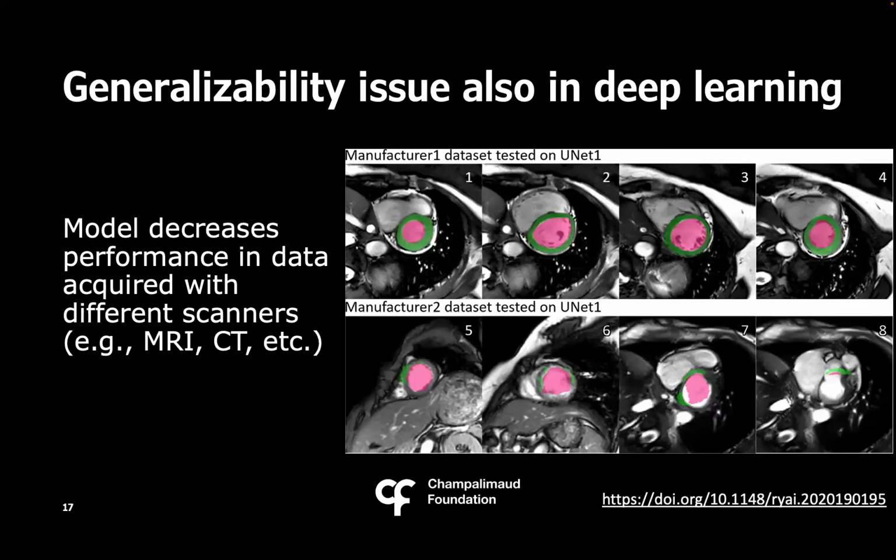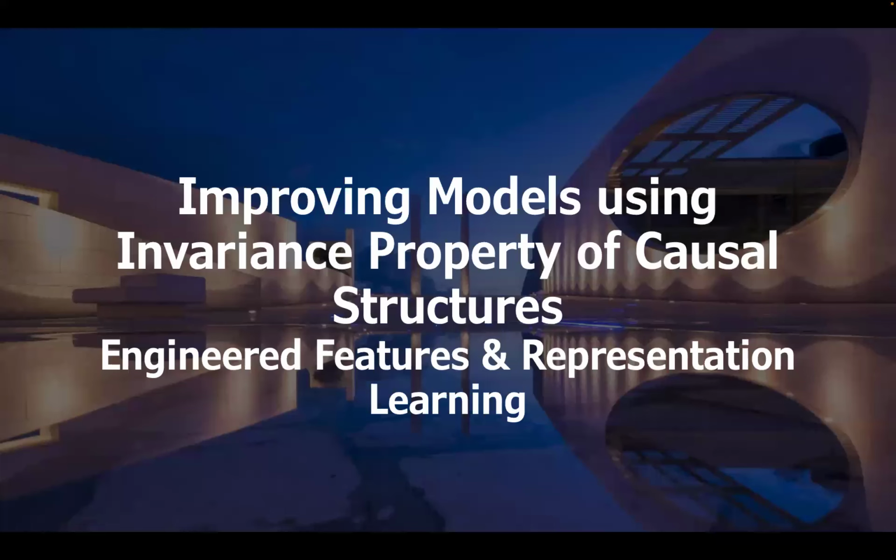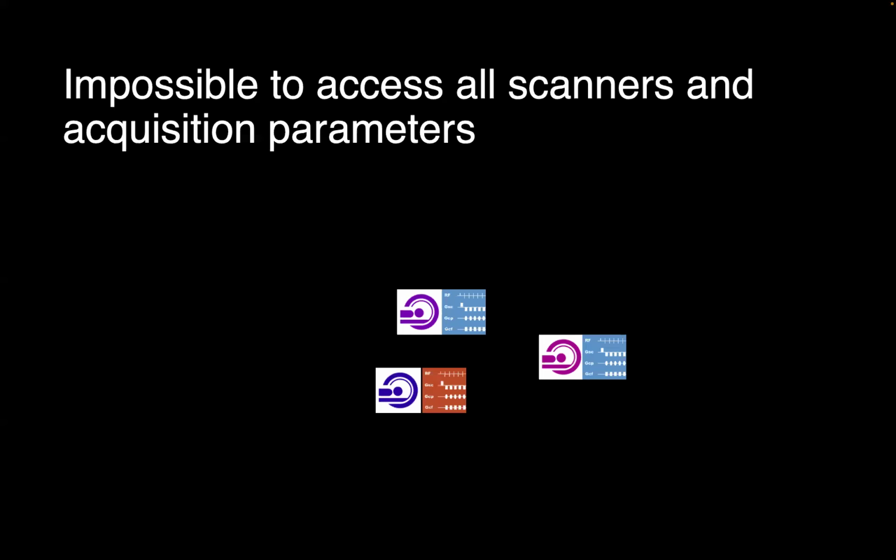And this is a big issue. During my PhD, we started to deal with that, and one of the things that we started to explore was the invariance property of causal structures, both for engineering features and representations. So now we are going to try to move towards one step that we try to take to see if this could become a solution. It's still ongoing research, but we have some results from my PhD, and also some after the PhD.